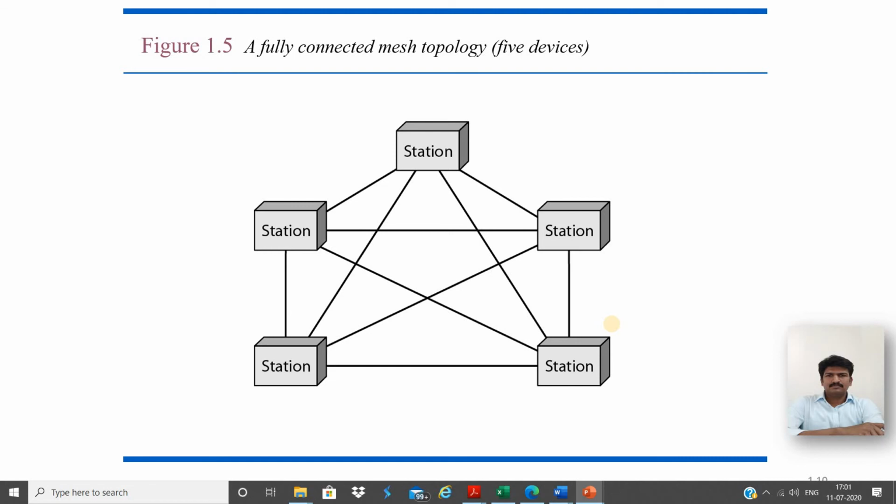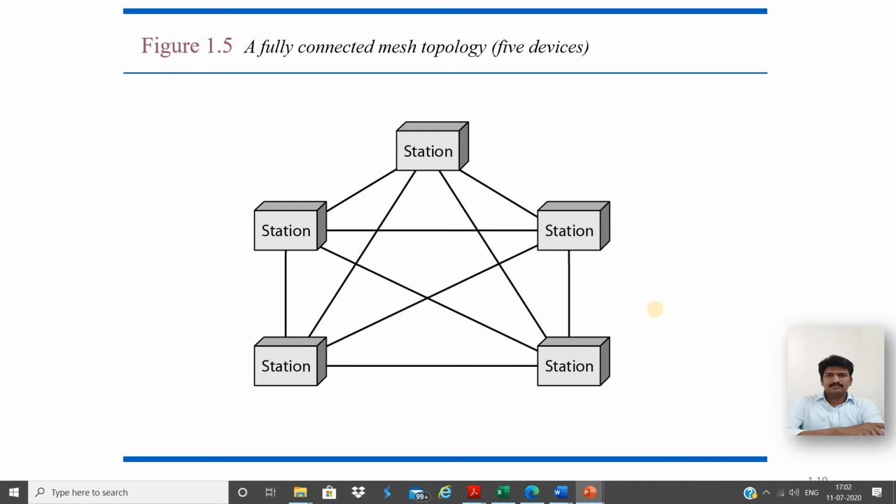Yeah, it is a fully connected mesh topology. You can observe that all the computers, all the stations, are connected with all other stations. Here we have many links. Let me consider that all the stations can communicate with other stations directly without any hopping in between them. Though many computers are available in this mesh topology, we have some advantages and disadvantages over this mesh topology.